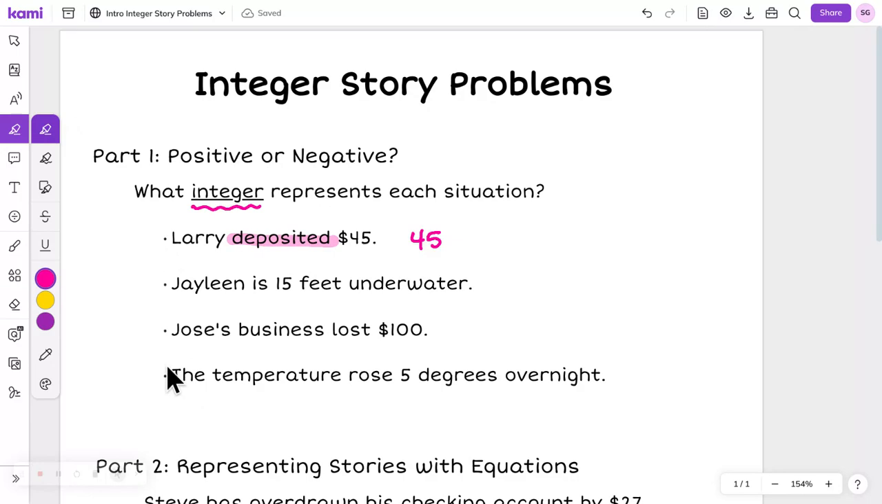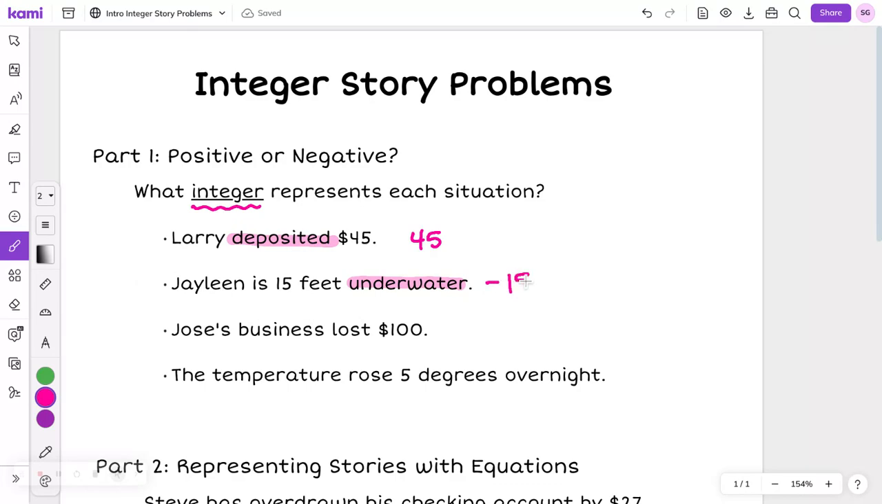Going through these last three here, the next one, Jaylene, is 15 feet underwater. Underwater means that we are below the water, and at water is represented with the number 0, so below the water, or 15 feet underwater, would be a negative 15. That next one, we've got Jose's business lost $100. That keyword lost tells us that it's not money he's making. A positive 100 would be money he makes. Losing $100 would be negative 100.